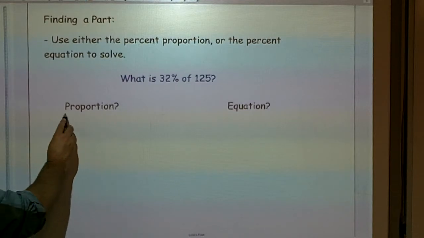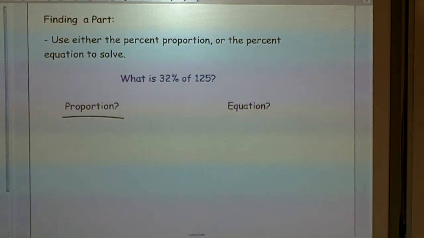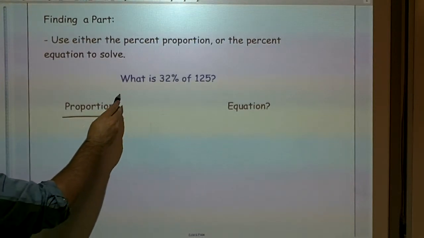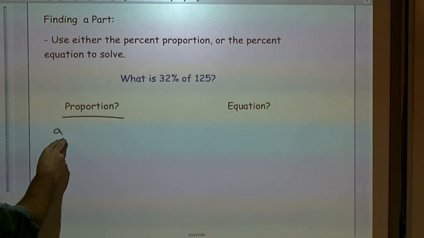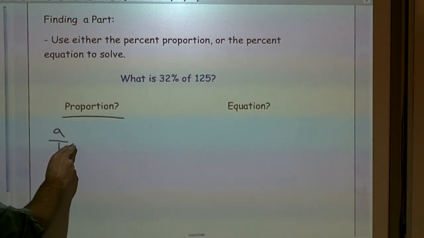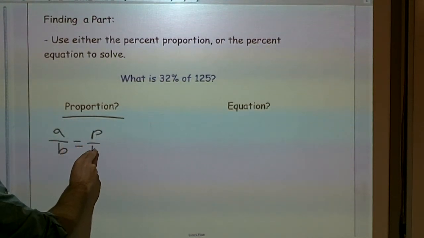We'll start with the proportion and at least just set it up. So what is 32% of 125? We set up our part over our whole. We're trying to solve for our part, A over B is equal to P over 100.